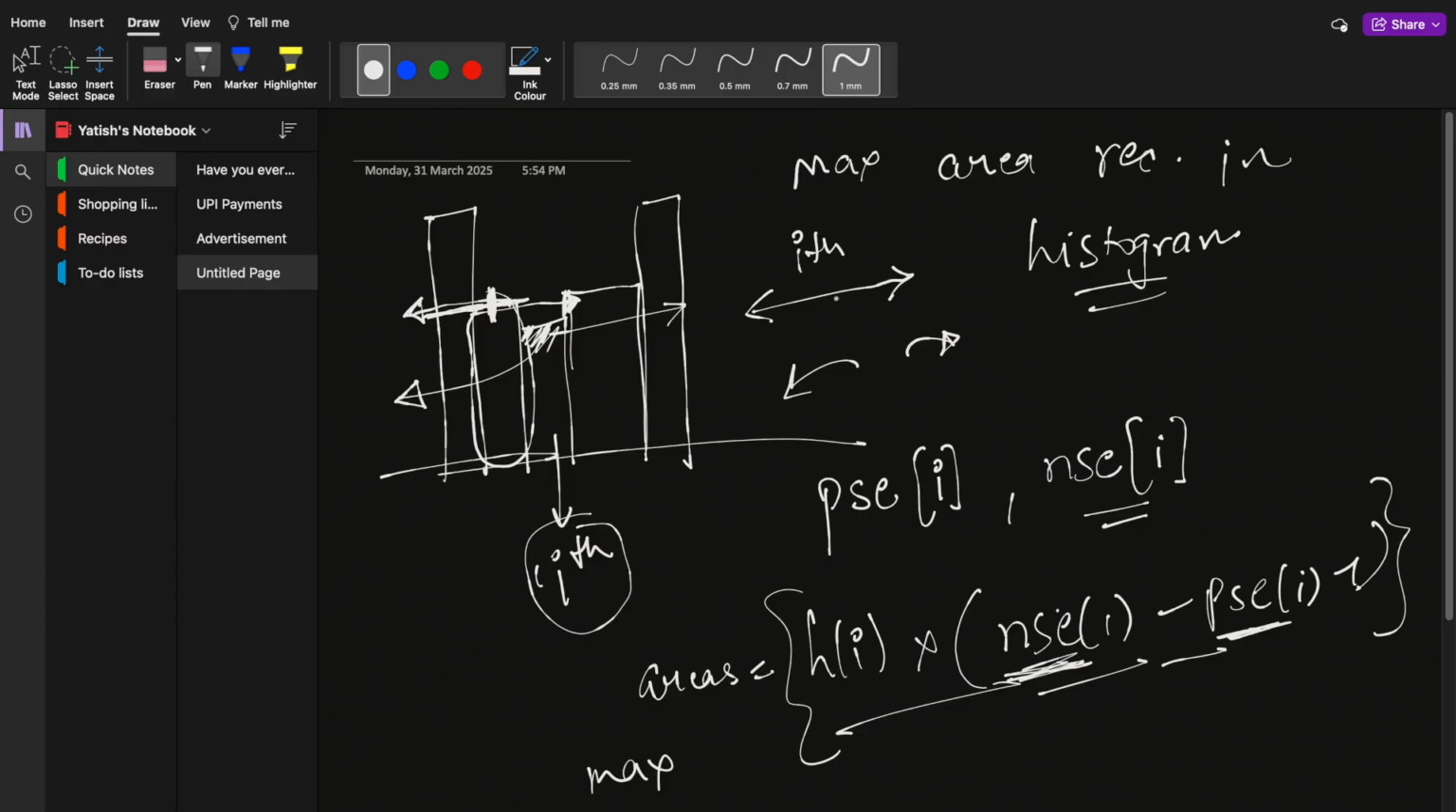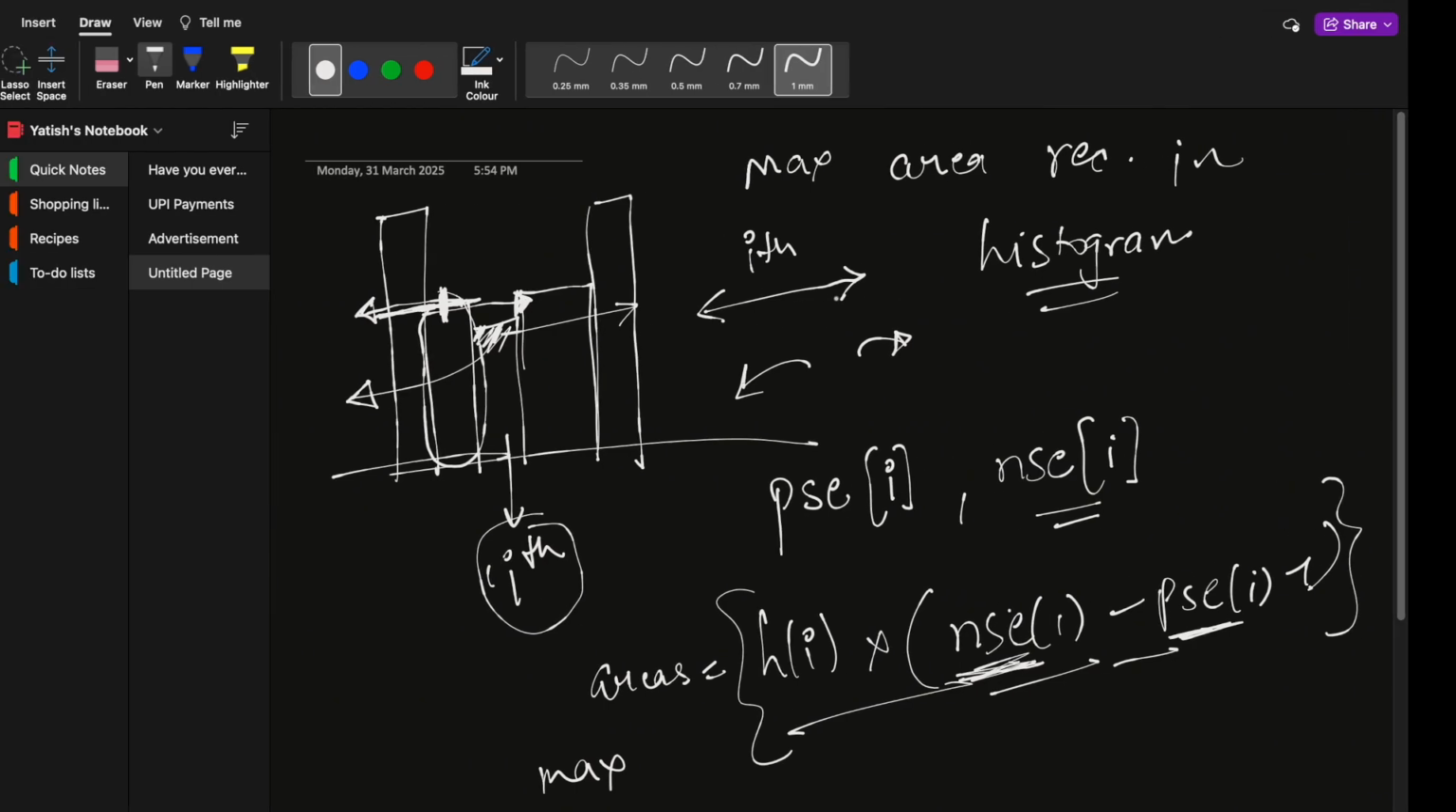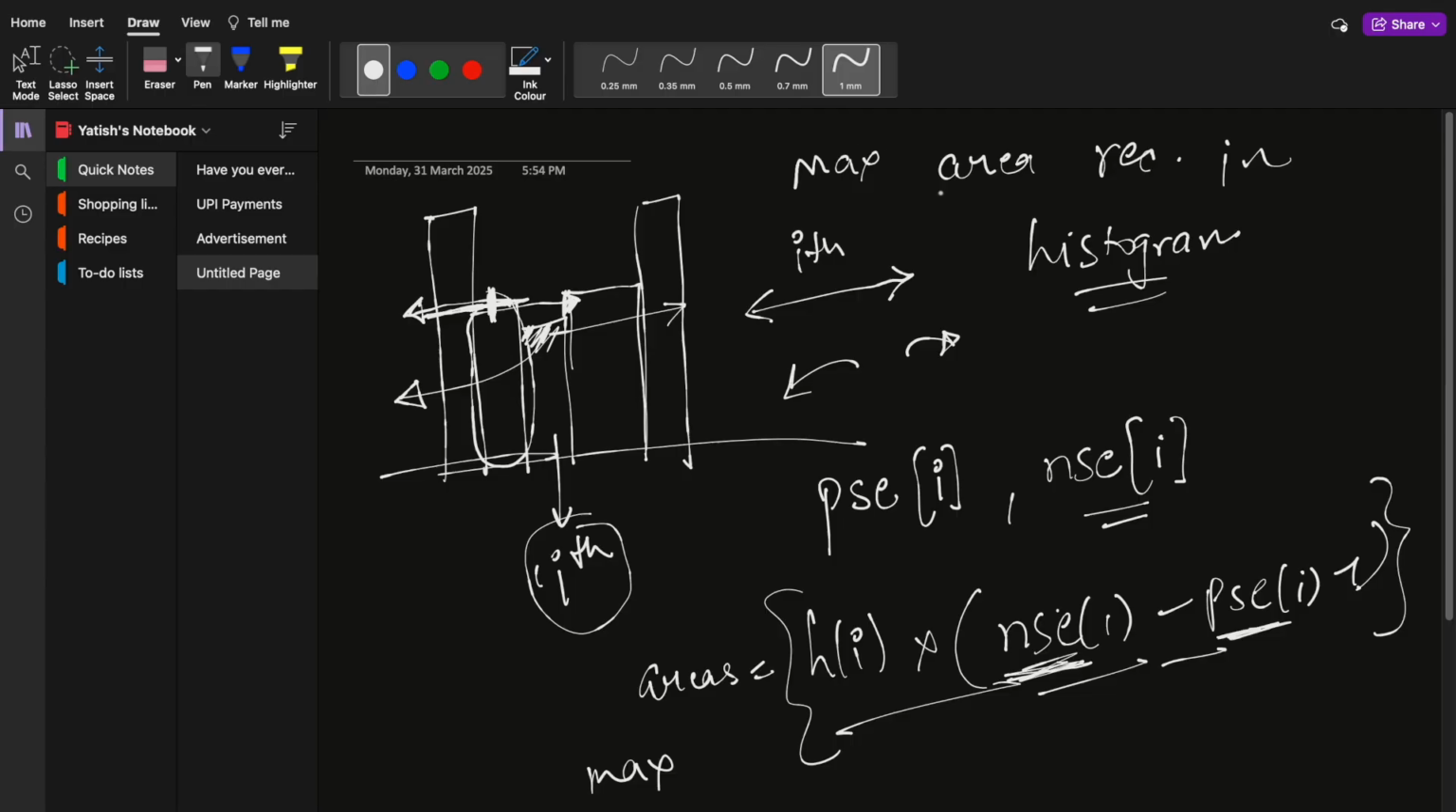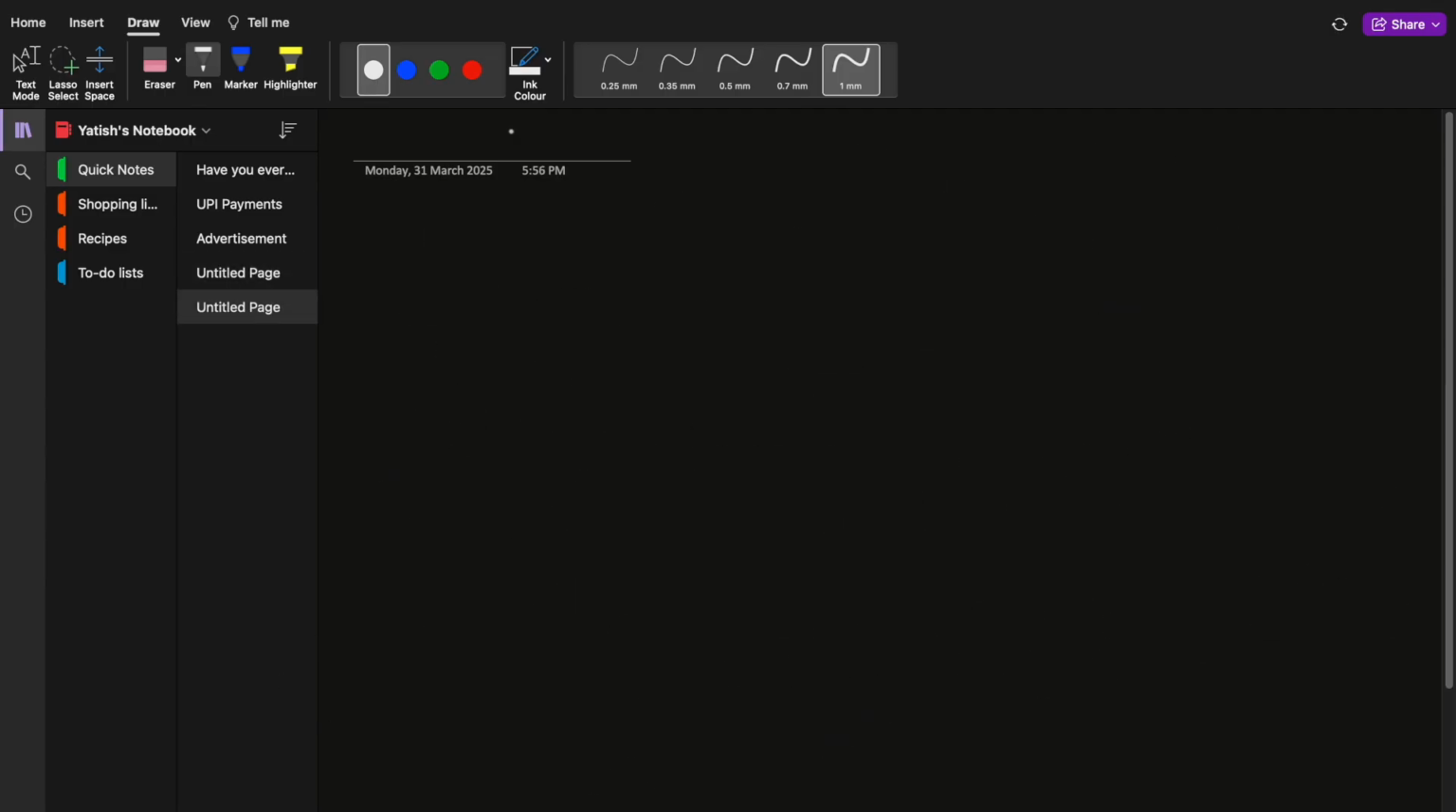I hope you got this. So this is how we would be using this logic, and for finding the previous smaller element and also the next smaller element, we would be using a stack based approach. Now let's see how the stack would be helping us in finding the previous smaller element.